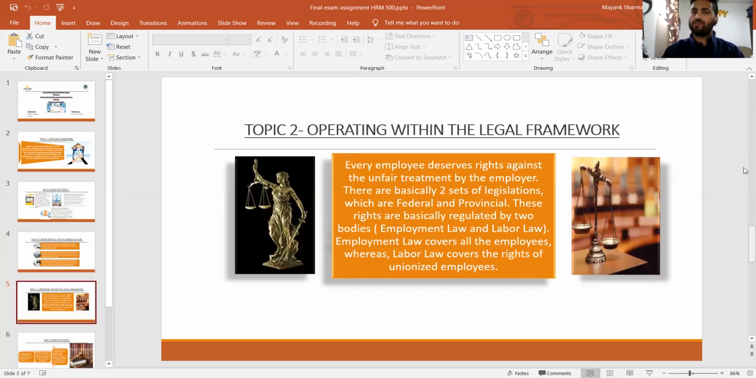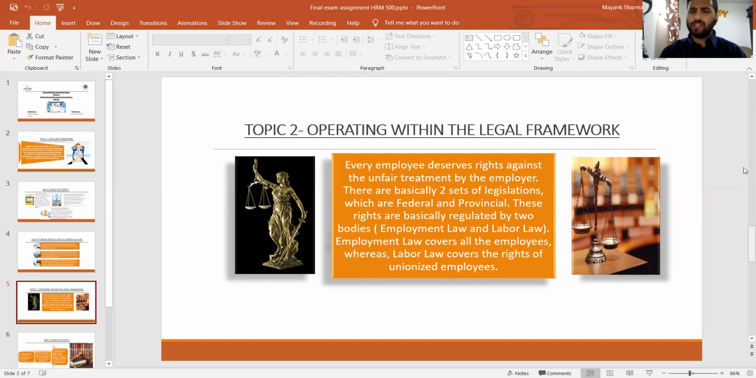The second topic I chose from this course is operating within the legal framework. This topic is personally really attached to me since I'm a lawyer, so I found this topic really interesting. So let's go through this topic. There are basically two sets of legislation in Canada: federal and provincial. Federal legislation covers the whole country, and provincial covers certain provinces, for example, Ontario, Nova Scotia, Quebec, and other provinces.